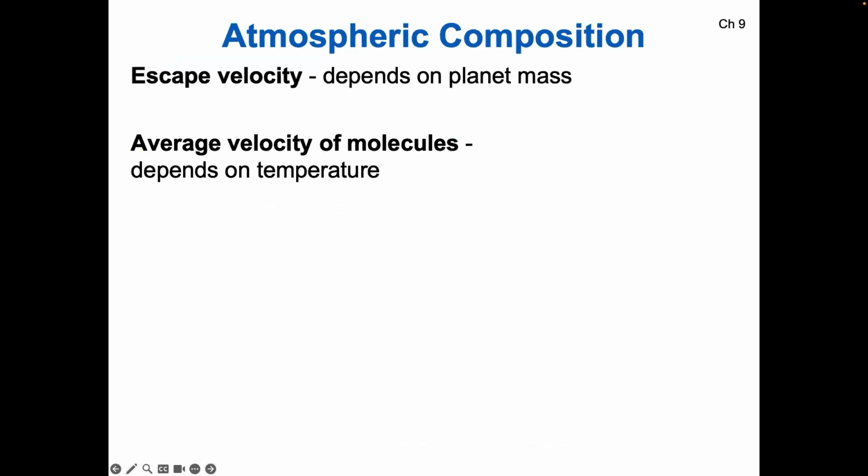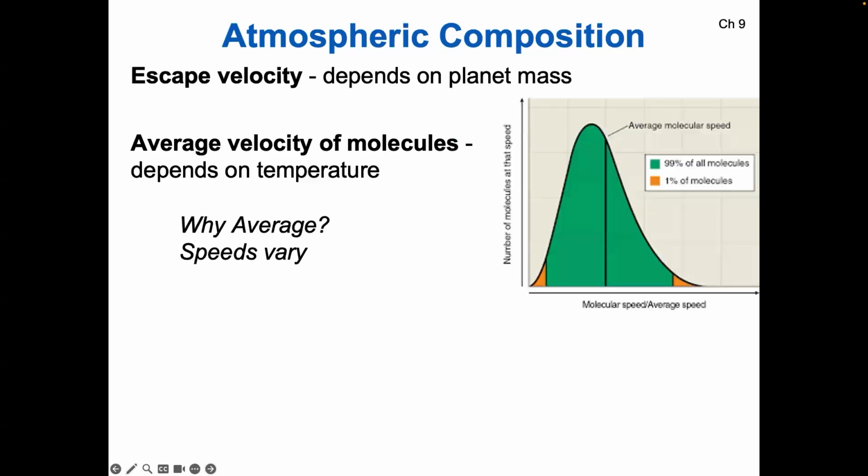So atmospheric composition of a planet depends on the escape velocity, which depends on the planet's mass, and it depends on the average velocity of the molecules, which depends on the temperature. So two different factors. Why do I say the average speed?